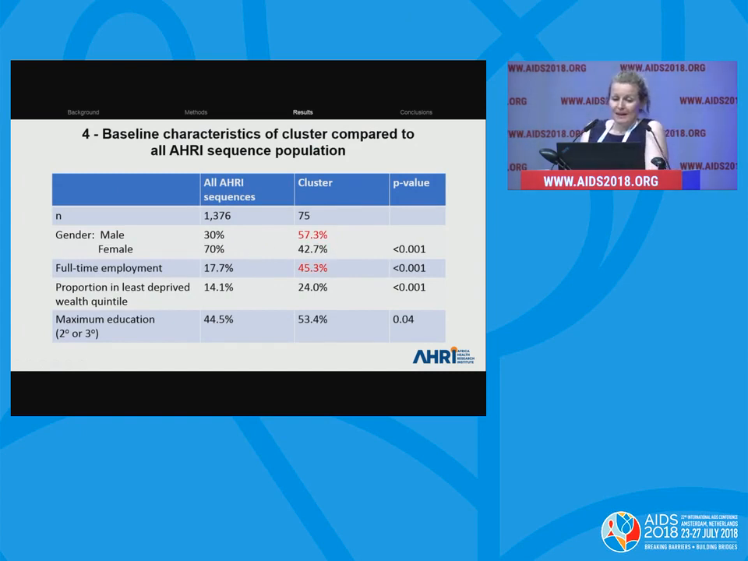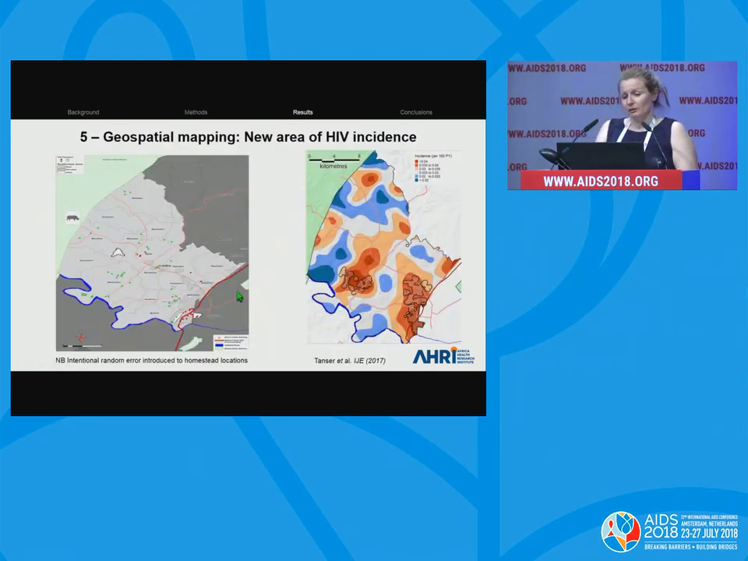Firstly, there's many more men in this cluster, so 57% compared to 30%, and there are also more than double of them in full-time employment. They're also relatively more well off, with a higher percentage in the least deprived wealth quintile, and they have more education. We went on to geographically map these people to where they lived, and we saw that they fell into two clusters.